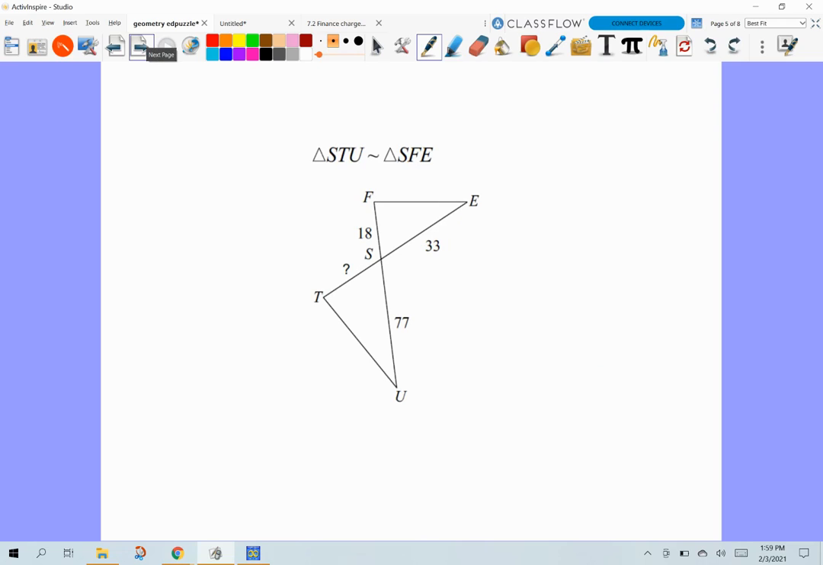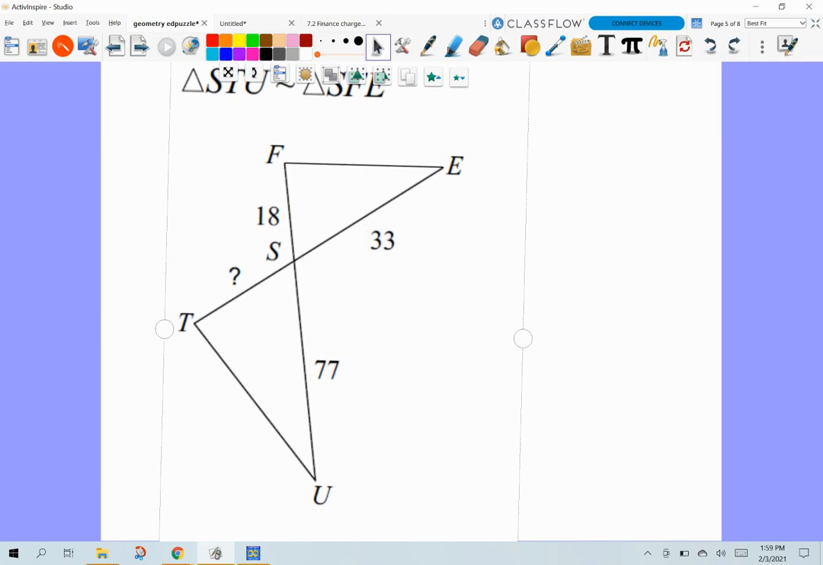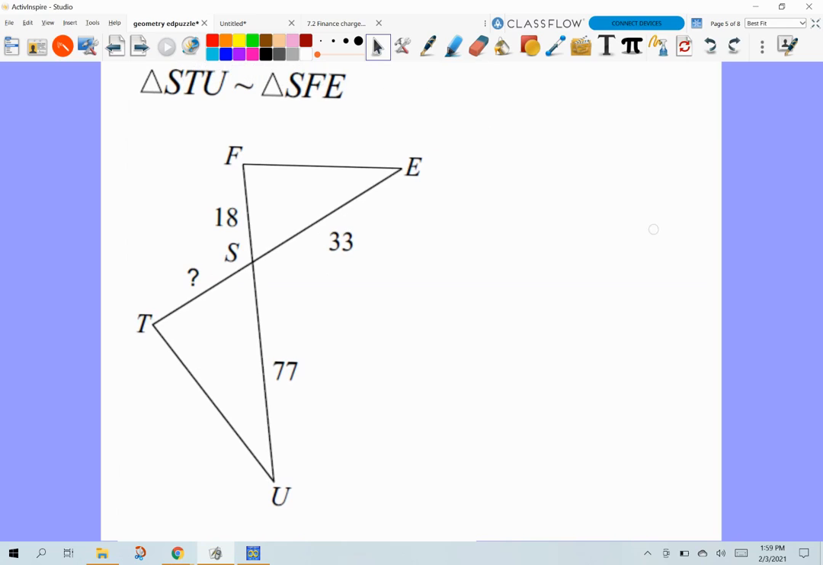Okay, same setup. Make that a little bit bigger for you guys. Set up a proportion and solve for this missing side ST.